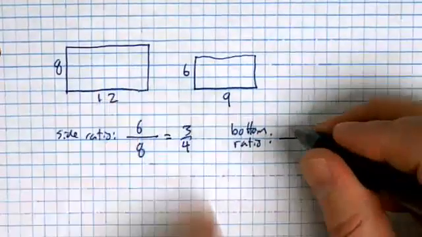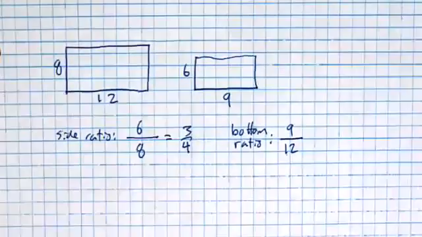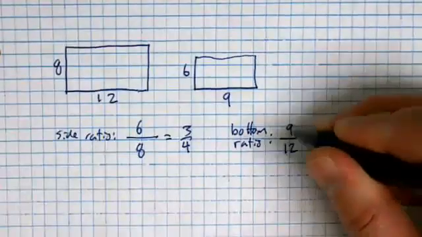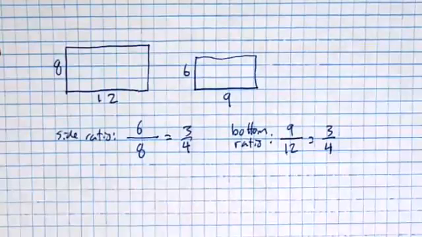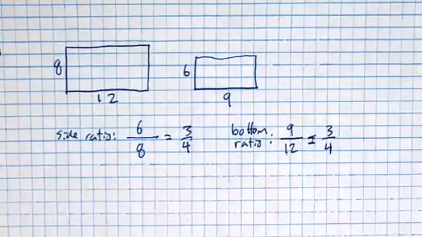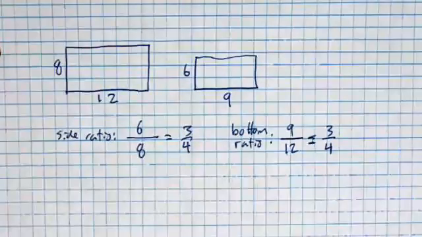9/12. 9/12 is not 3/4, but is it the same as 3/4? Divide by 3. Divide by 3 will give me 3. Divide by 3 will give me 4. Yes, it is. So are these two rectangles similar? They are.